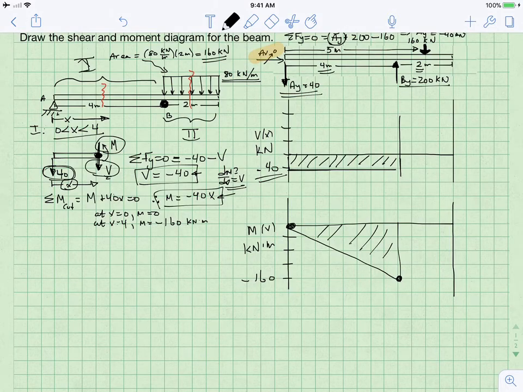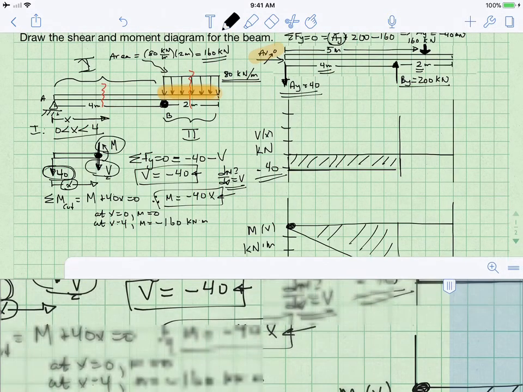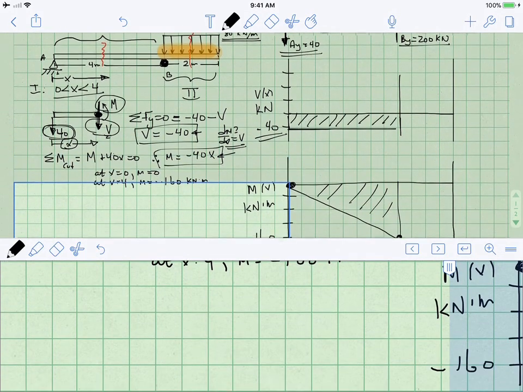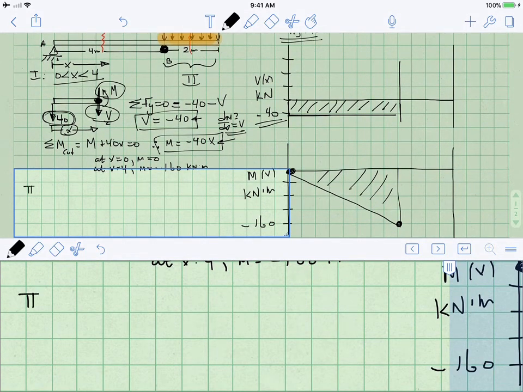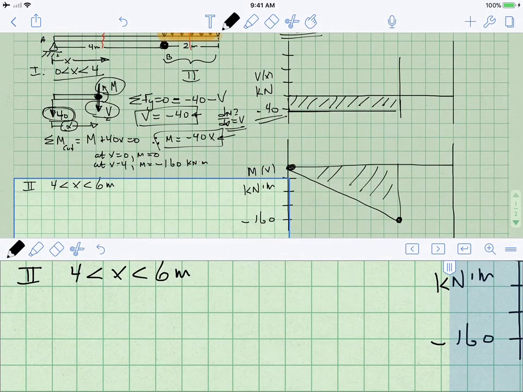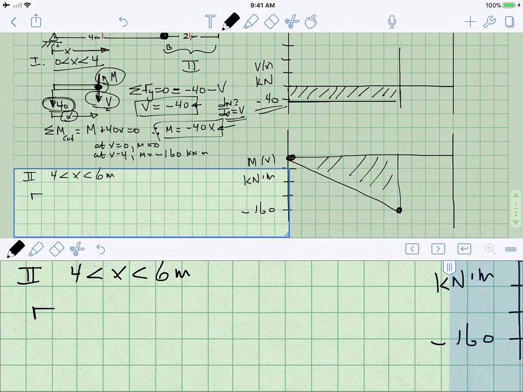I'd like to now consider what's going on in segment 2 of the beam. That is, what's going on in this part of the beam, the region between 4 meters and 6 meters. So let's go ahead and get started on that. So now I'm in region 2. Four is less than x, which is less than 6 meters. And so we should draw a free body diagram of the beam.